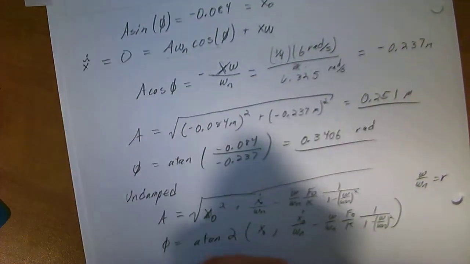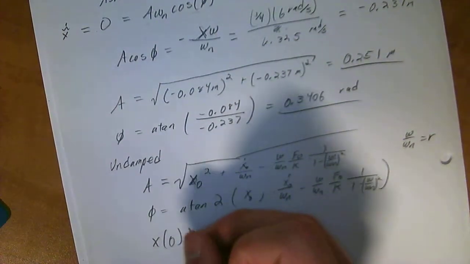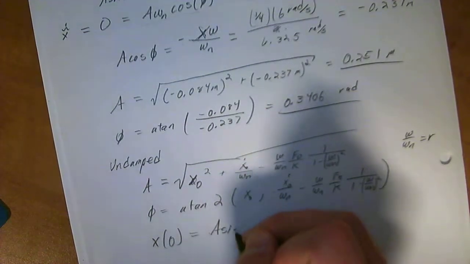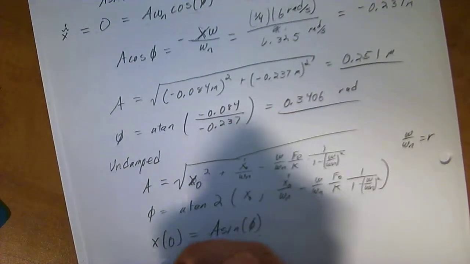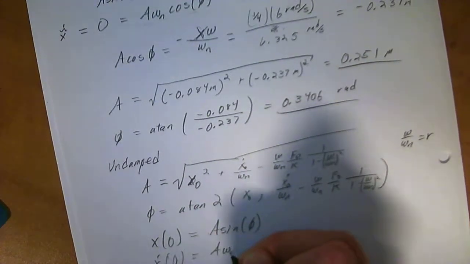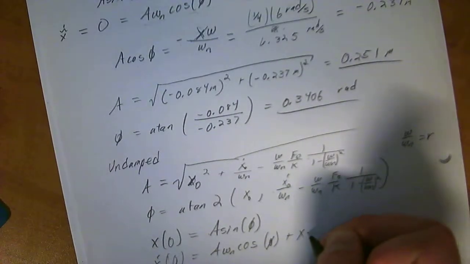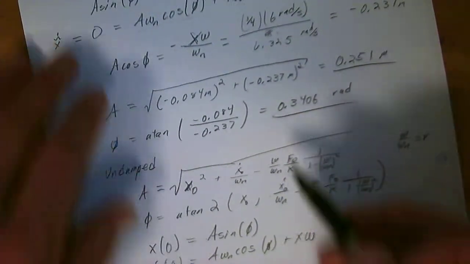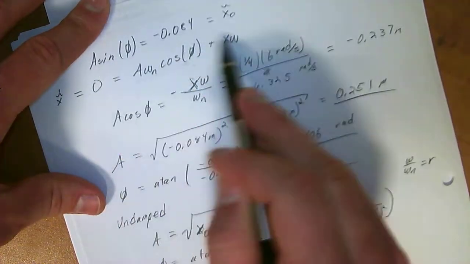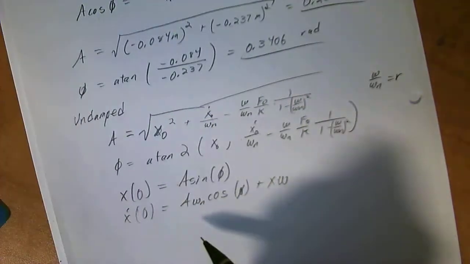And then you know that x of naught, again for an undamped system of initial conditions equal to 0, x naught is equal to A sine of phi, and x dot of naught is equal to A omega n cosine of phi plus x omega, which we derived up here basically just by taking these derivatives, but that's where this equation came from. So for an undamped system, you can basically just jump to this set of equations.